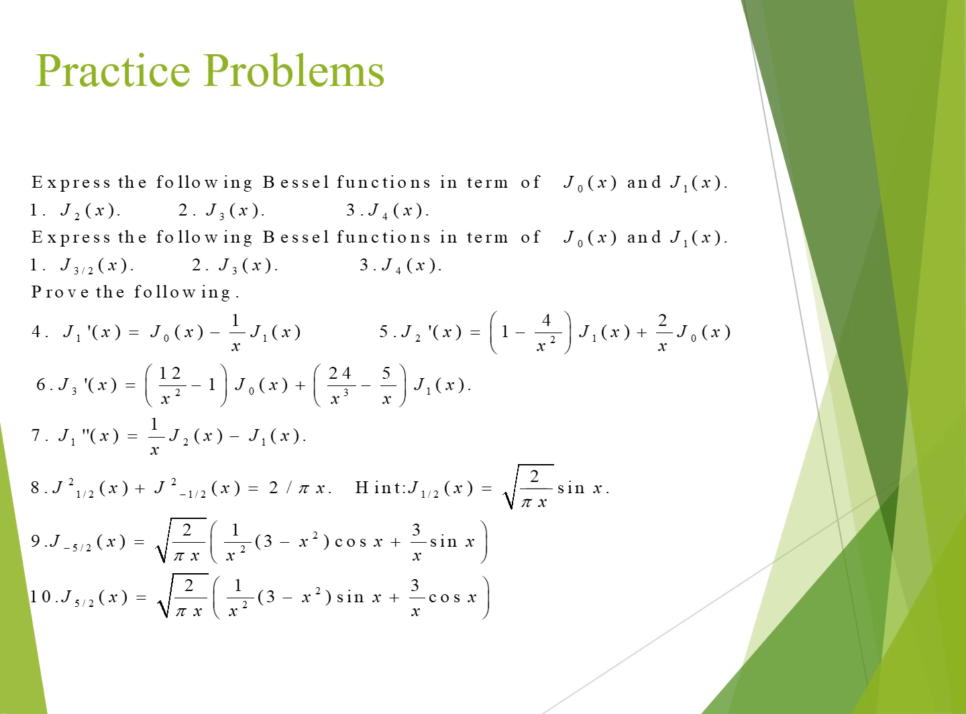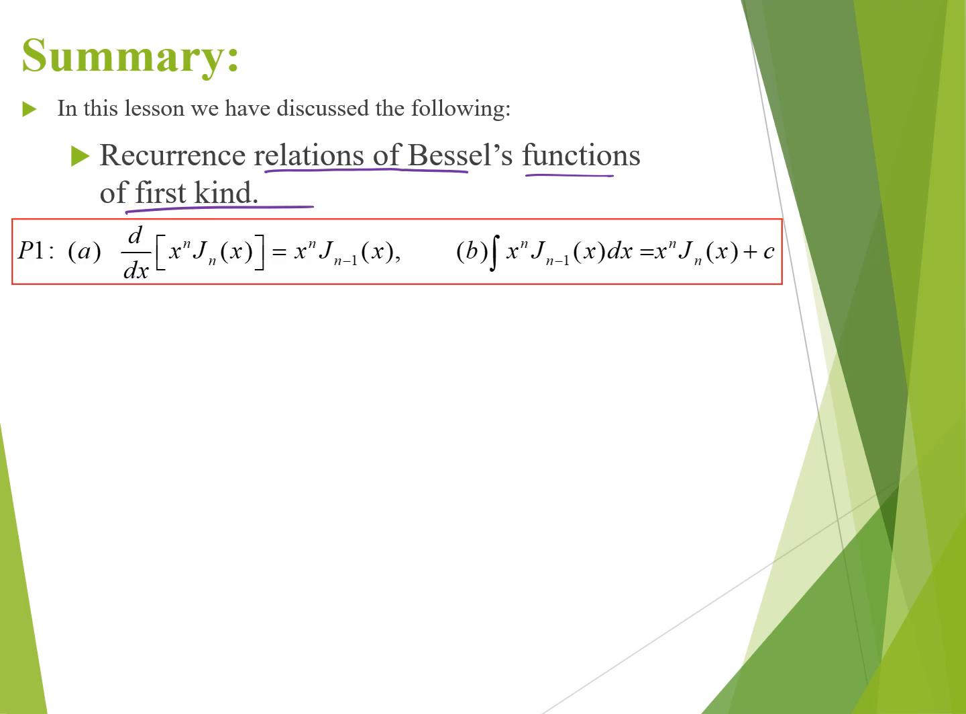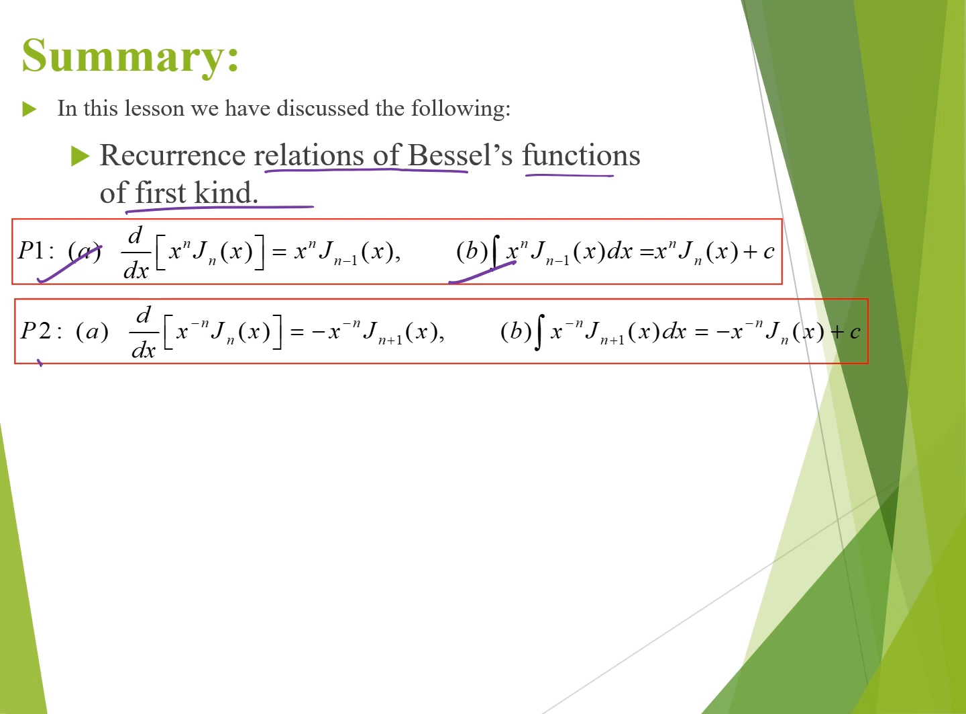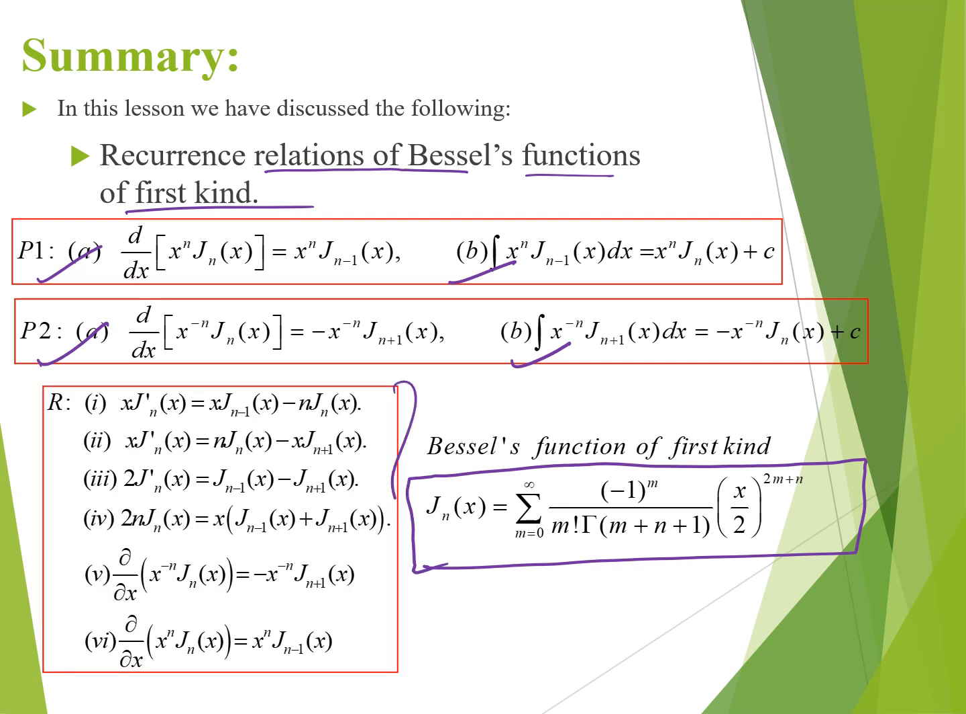Now these are the questions for practice. The summary of this lesson is the recurrence relations of Bessel's function of the first kind, up to the fourth, and the derivative and integration of Bessel's function when we multiply with x to the power n and x to the power minus n. The value of Jn of x, that is Bessel's function, should be remembered by you, and the most important recurrence formulas should be remembered by you.